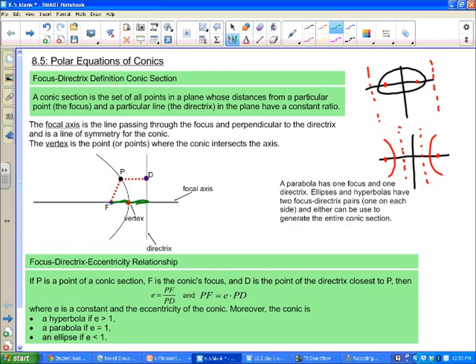So when we're looking at eccentricity, it actually will tell us with polar equations what type of graph we have. If it's greater than 1, we get a hyperbola. If it equals 1, it's a parabola. If it's less than 1, then it's an ellipse. And none of our e's should end up being negative. So an ellipse would be something between 0 and 1.